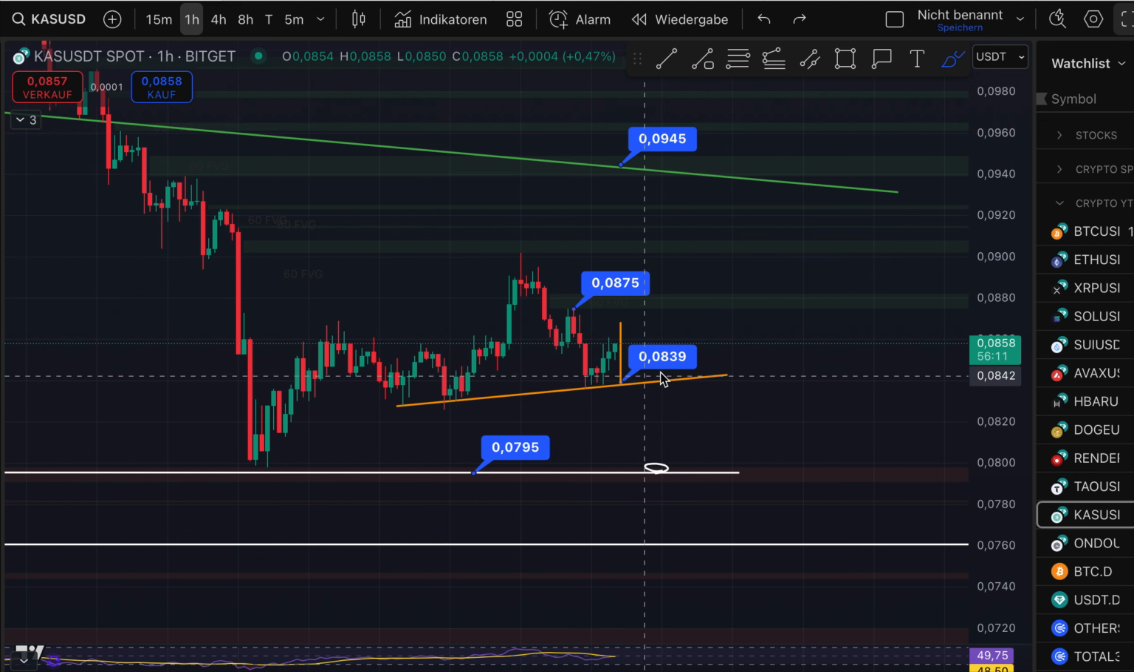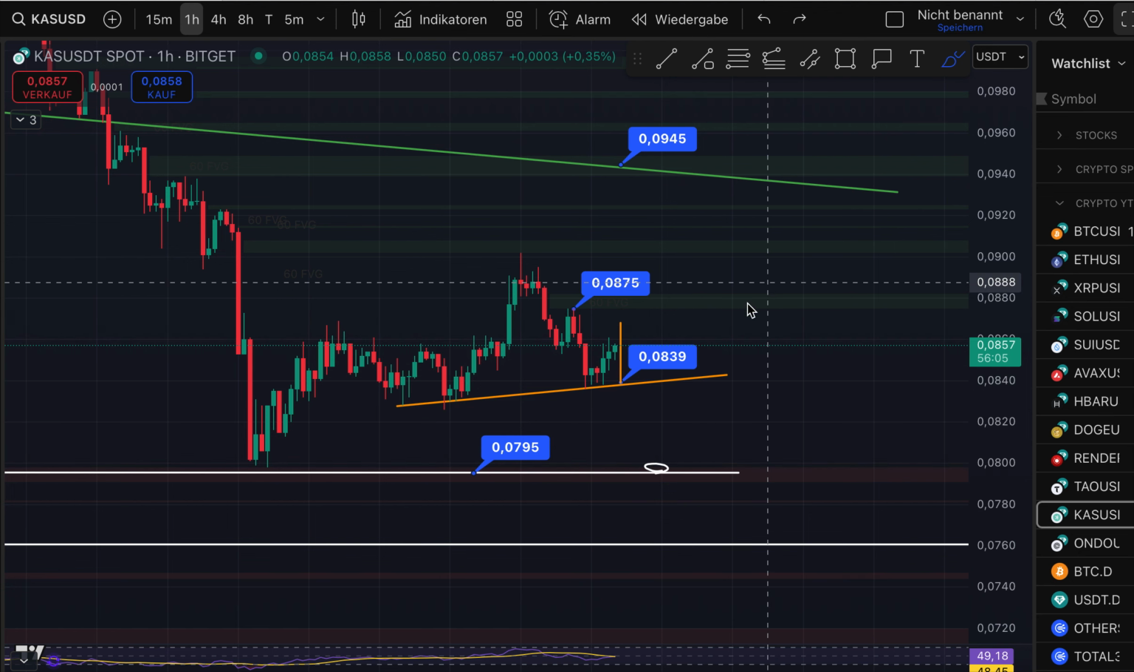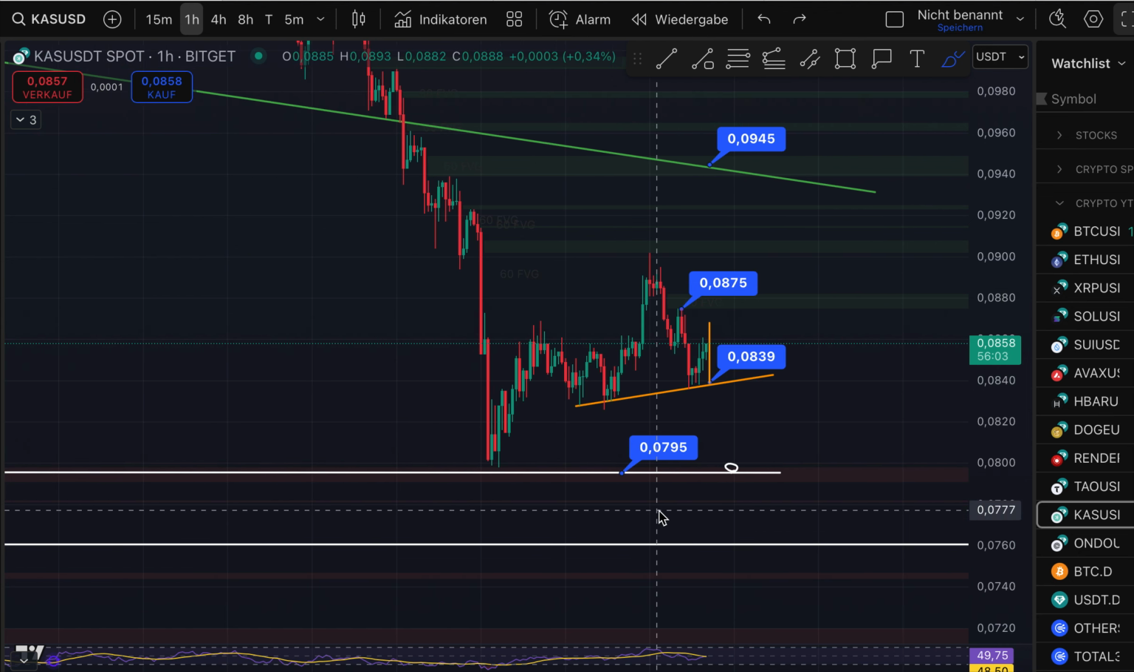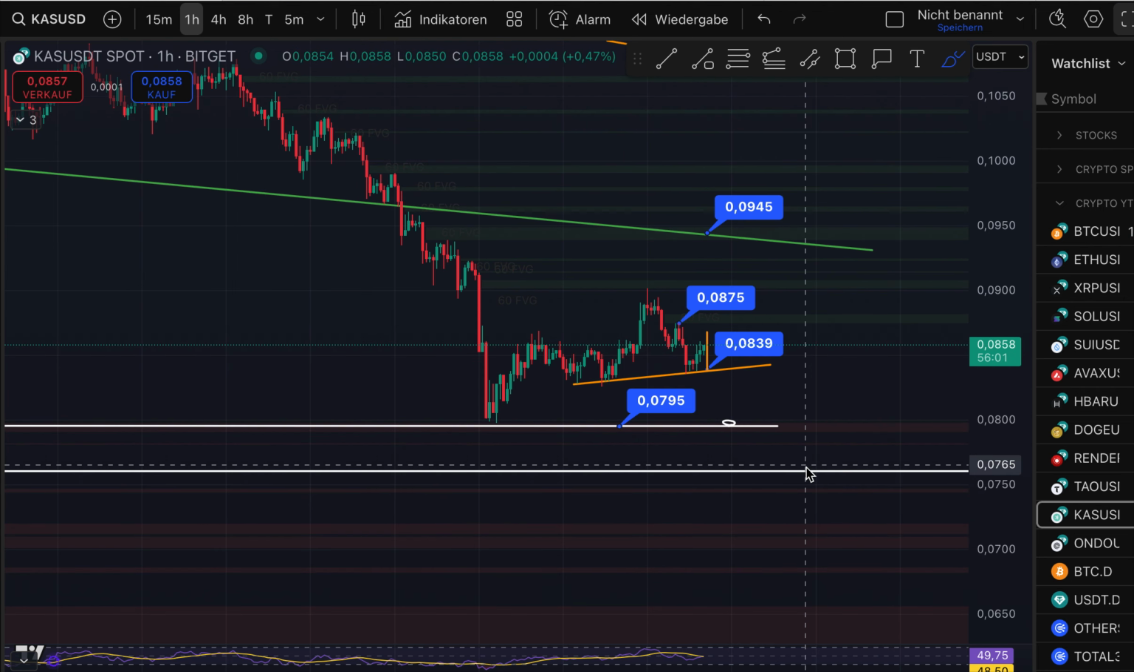But let's see. Let's first see if we break the 8.4 cents to the downside, fall into the 8 cents, and then get there a push to the upside. If we lose the 8 cents, then the next support is going to be the 7.6 cents. I will also put you here a price mark.